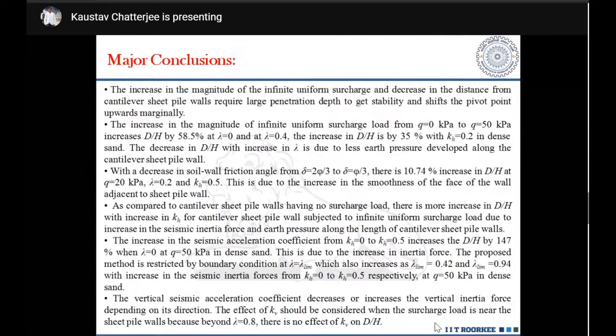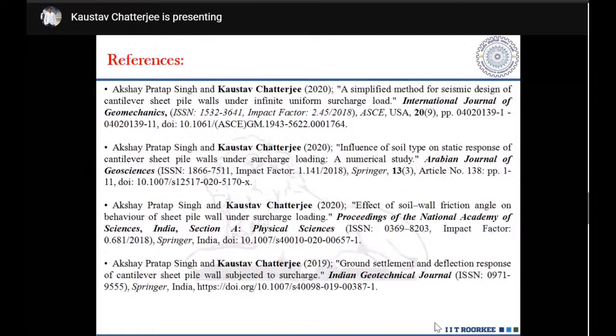So these are the major conclusions which I have already discussed in the course of the work. Again, I'm not repeating it. And these are the publications that have come out from this particular work. So in ASCE, IJOG, Arabian Journal of Geosciences, and we have the National Academy of Sciences and also our Indian Geotechnical Journal. So this sums up the second part of the numerical modeling.